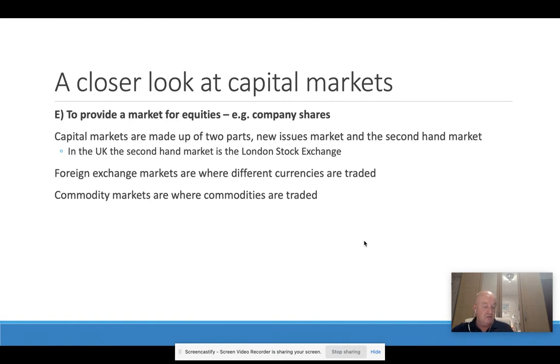You've also got foreign exchange markets where different currencies are traded, and you've also got commodity markets where commodities are traded. So effectively, capital markets essentially are shares. Foreign exchange markets are currency trading, and commodity markets are literally commodities like, for instance, metals or cocoa or orange juice or whatever it might be, where commodities are also traded, bought and sold essentially. Hopefully in most cases for a profit for those people who are actually going through that process.